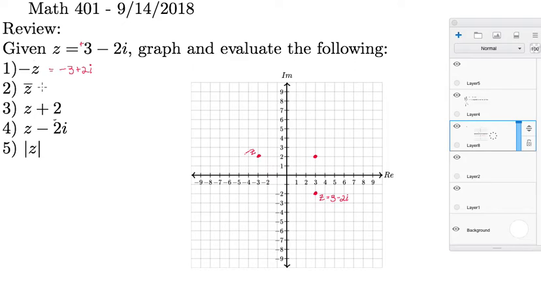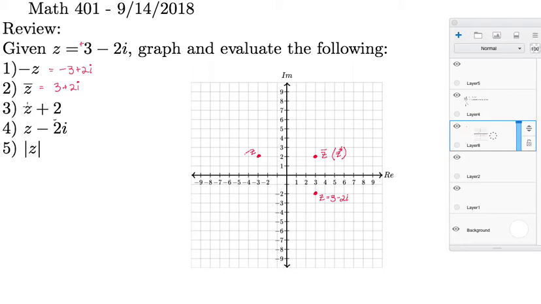We can also define this not only as the reflection, but also as if we take Z and just flip the sign of the imaginary part, then we'll get 3 plus 2i. And this is, again, the reflection about the real axis. So we'll call this Z conjugate. Another way of writing this would be Z star. These are the same thing.